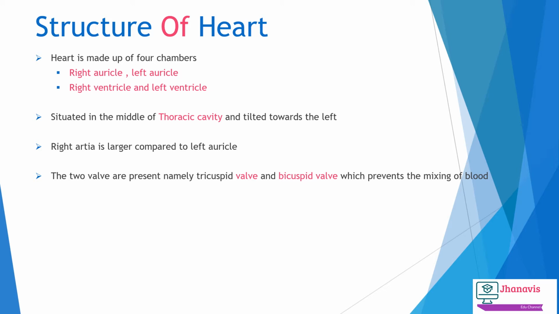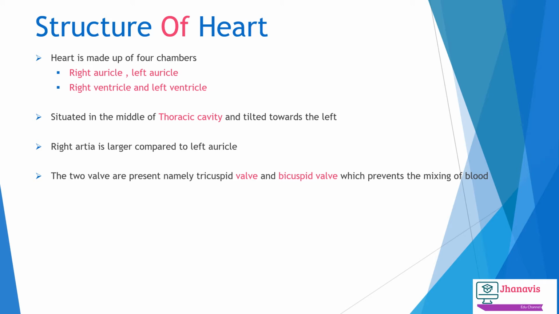These two valves are very, very important because they prevent the blood from flowing back. When it prevents the blood from flowing back, it is protecting the heart from the mixing of the blood. You know that while the oxygenated blood gets circulated in the body, in the meanwhile the deoxygenated blood will be collected. We should keep in mind that these two, oxygenated and deoxygenated blood, should not mix. This is taken care of by the tricuspid valve and the bicuspid valve.